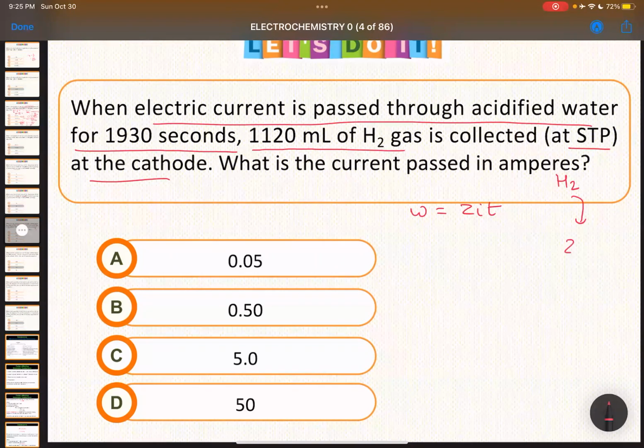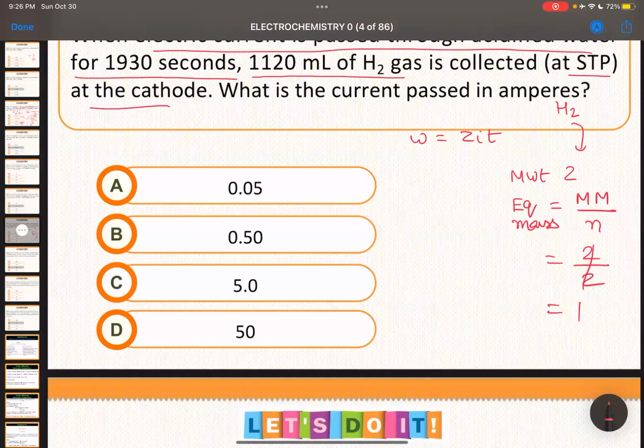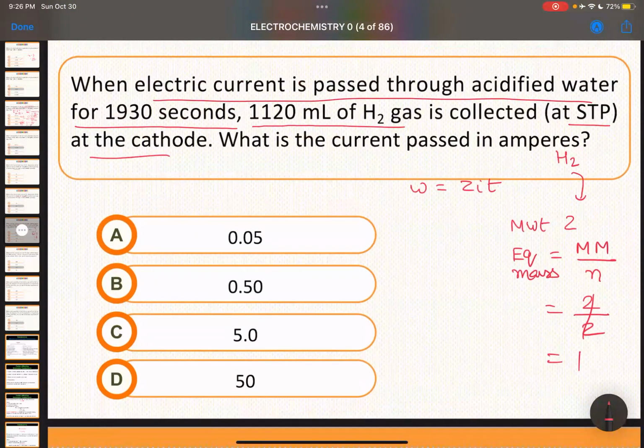For H2, the molar mass is 2. Equivalent mass is equal to molar mass by N. N is the number of electrons which need to be accepted or lost to become hydrogen. So molar mass is 2 by 2. N is 2, because each H plus will accept one electron, 2 electrons to change to hydrogen. So equivalent mass is 1, right? So Z equals E by F, equivalent weight by F.